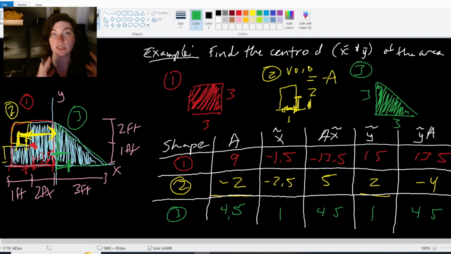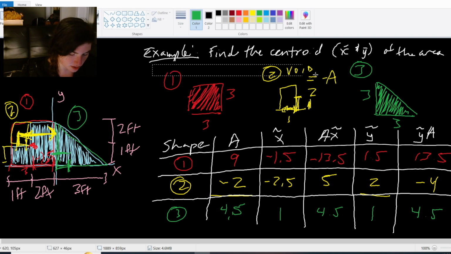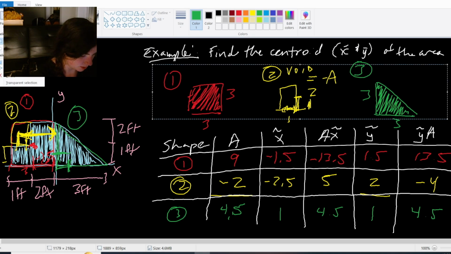So this is the complete table that we're going to use. And if you'll recall our centroid equations, move my shapes out of the way.